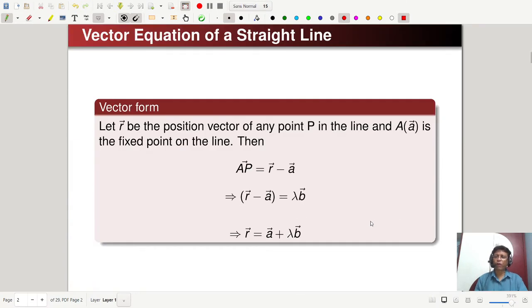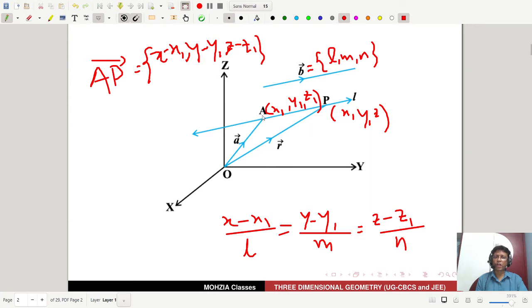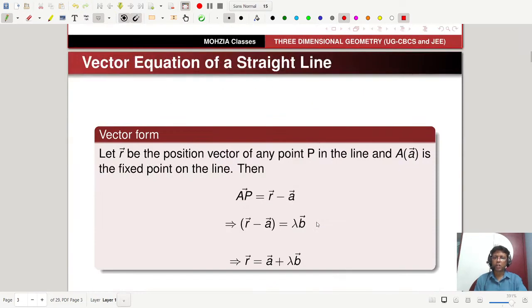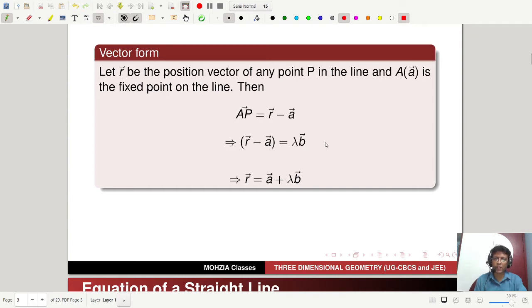So what will be the vector form of the line? It's very easy. You see the position vector of A is A and position vector of P is given by R. So AP can be calculated by R minus A, right? AP can be calculated in vector in terms of position vectors, R minus A. Now R minus A is parallel to the direction vector B. So you know that if two vectors are parallel, then one of them can be expressed as a scalar multiplication of the other. So you can write R minus A equal to lambda B. Okay, lambda is a scalar. So you have finally the equation of the straight line R equal to A plus lambda B.